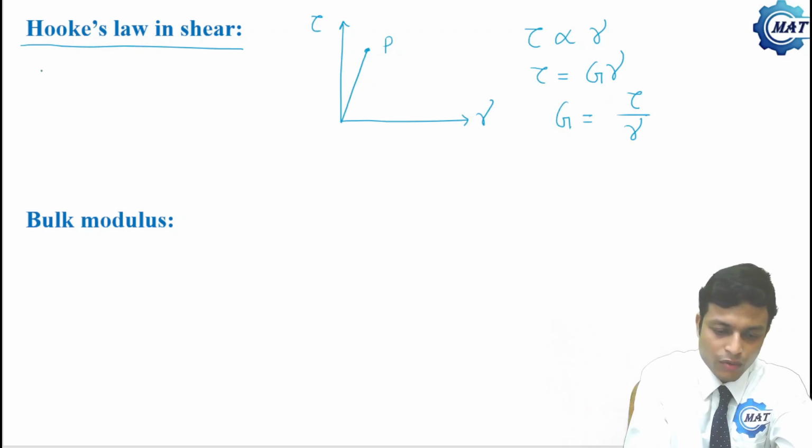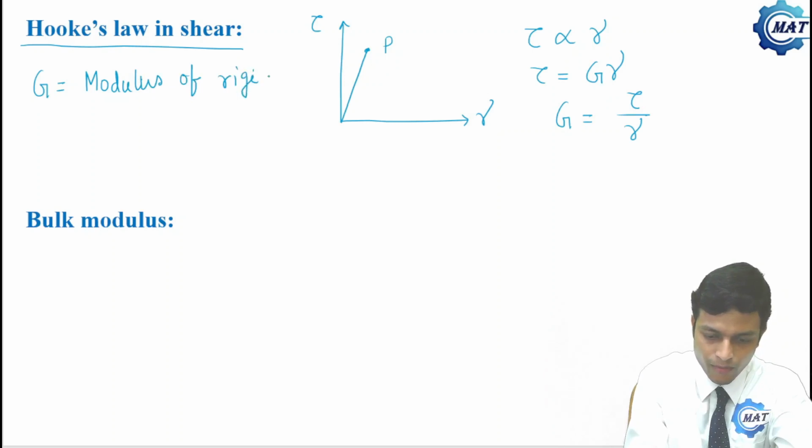where G is called what? G is modulus of rigidity, or modulus of rigidity or shear modulus.